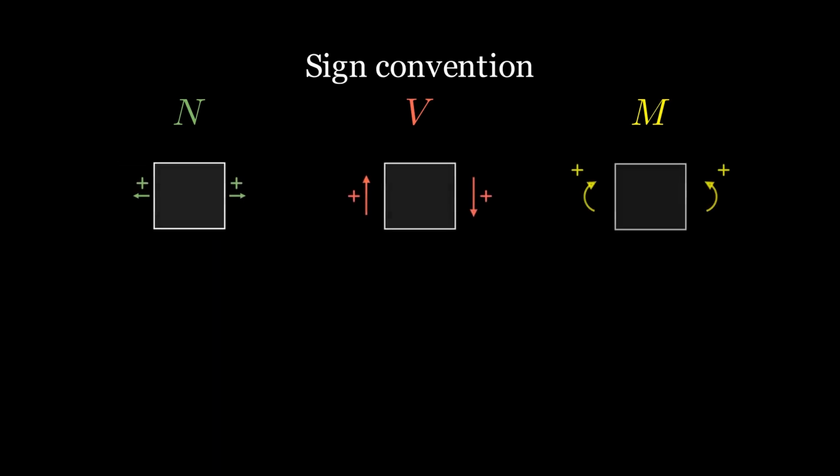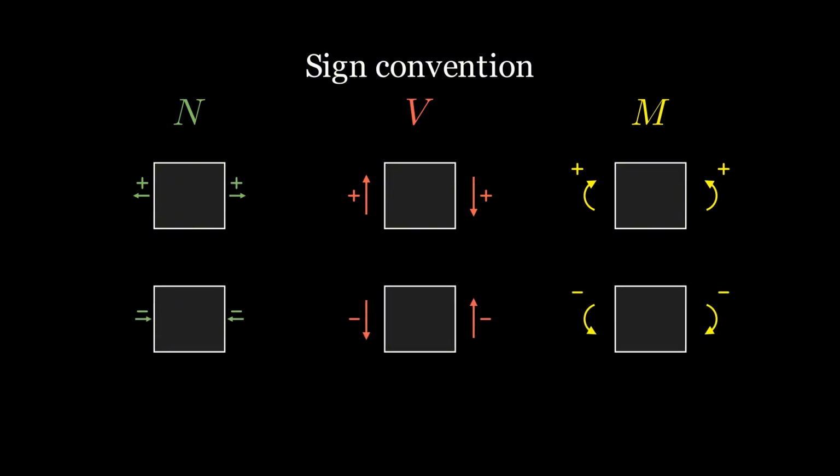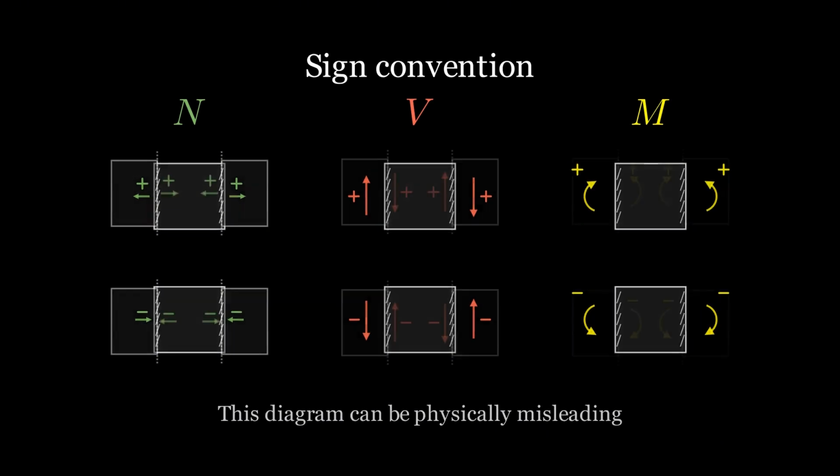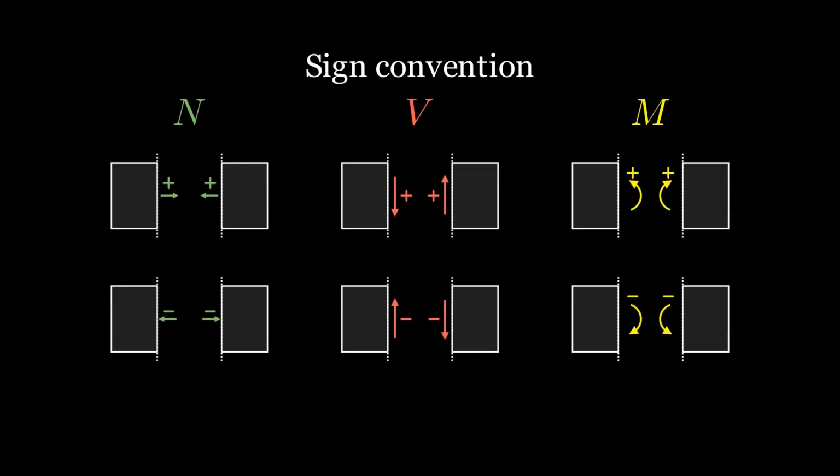For convenience, the sign convention is often drawn like this. But in that picture, you no longer really see one boundary surface, two elements, and an action-reaction pair. And that can make it easier to lose sight of what an internal force really is. So personally, I prefer the first way of drawing it.